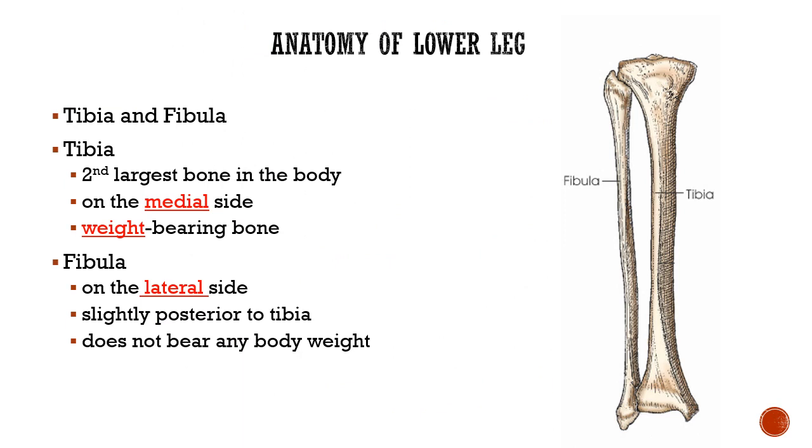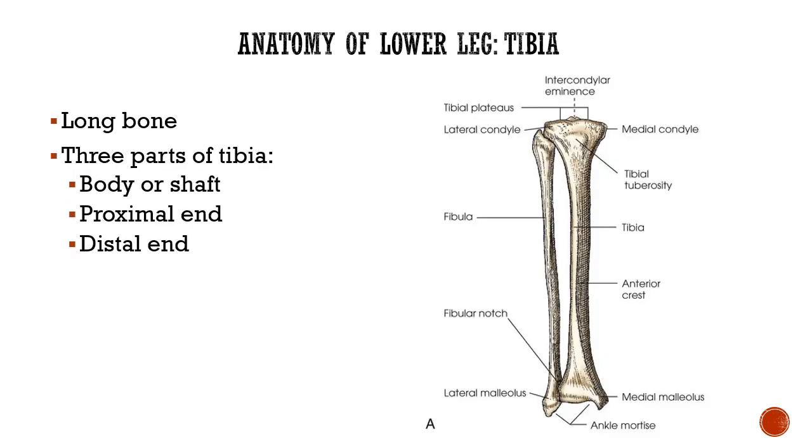The tibia and the fibula. The tibia is the second largest bone in the body. It's on the medial side and it is a weight-bearing bone. The fibula, on the other hand, on the lateral side, is slightly posterior to the tibia and does not bear any body weight.